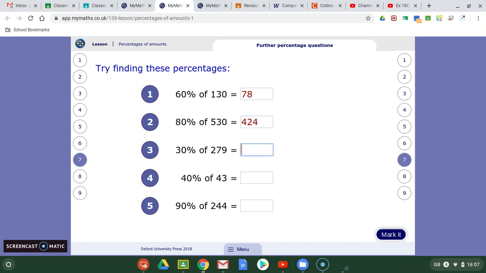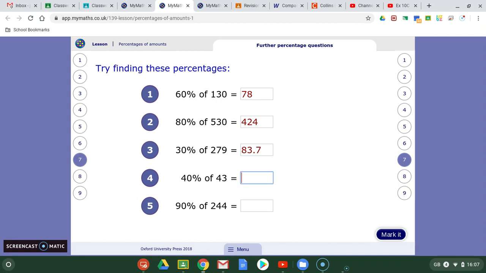To find 30% of 279, first we need to find 10%. So 10% would be 27.9 by dividing by 10. And then you would have to times that by 3. So 27.9 times by 3 would be what you would have to do. And you would get 83.7. Again, you might have to use pencil and paper for that.